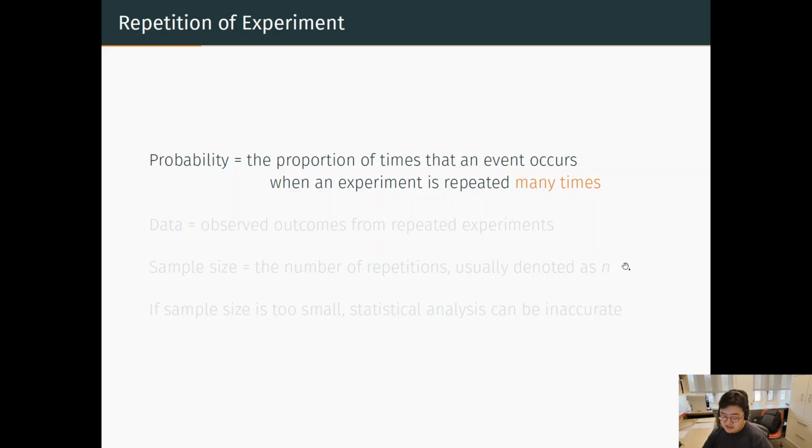So then, that was what underlies probability. Then the probability is defined like this: the proportion of times that an event occurs when an experiment is repeated many times. Okay? So we are going to use this as the definition of probability.